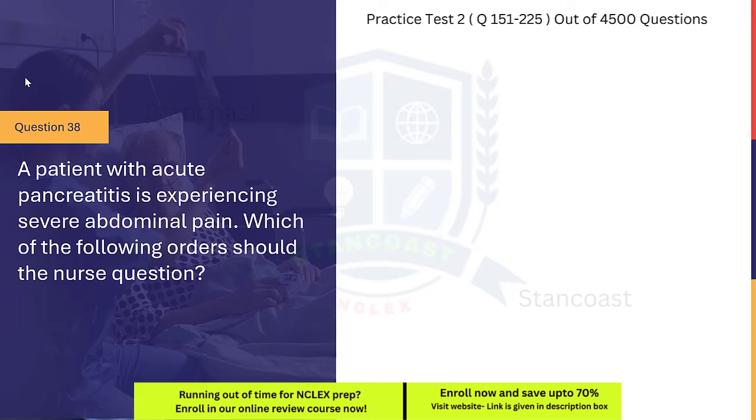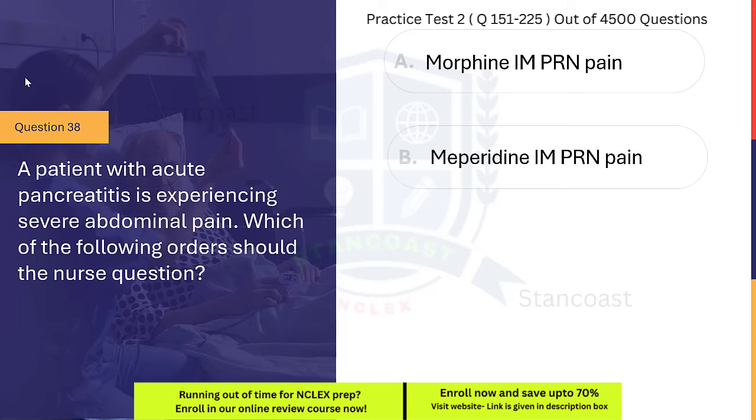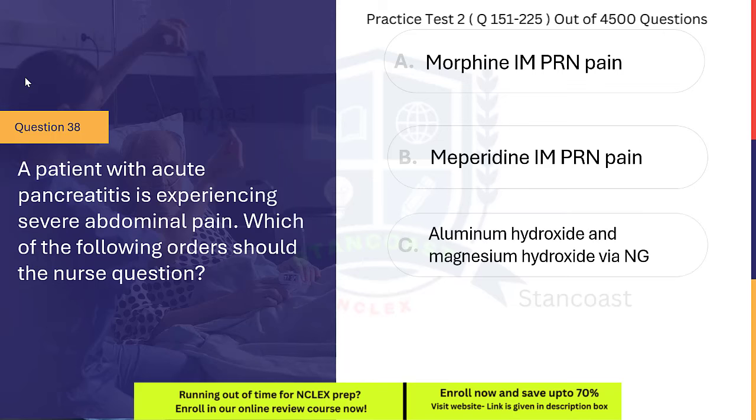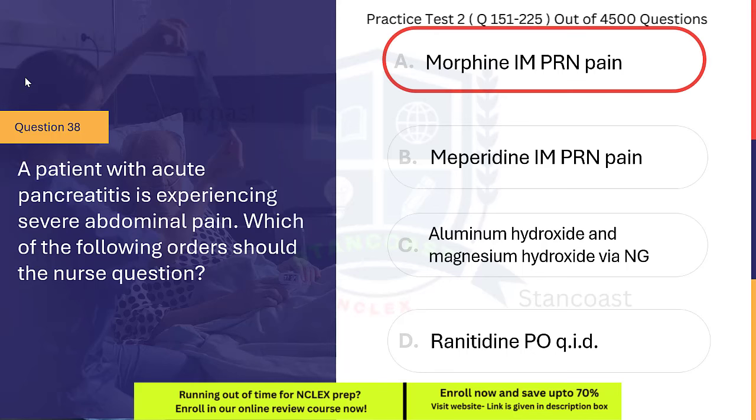Next one. A patient with acute pancreatitis is experiencing severe abdominal pain. Which of the following orders should the nurse question? A. Morphine intramuscular as needed for pain. B. Meperidine intramuscular as needed for pain. C. Aluminum hydroxide and magnesium hydroxide via nasogastric. D. Ranitidine by mouth 4 times a day. Consider the medications that could exacerbate pancreatitis. The correct answer is A.